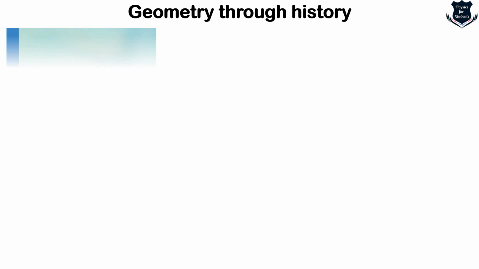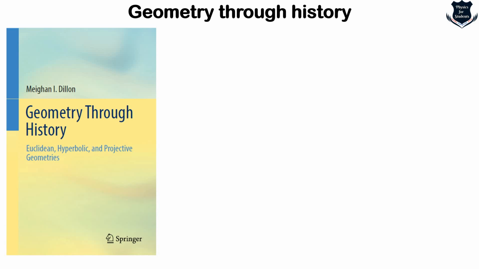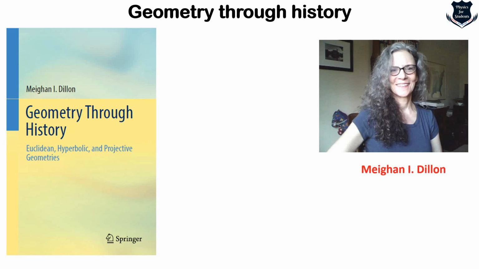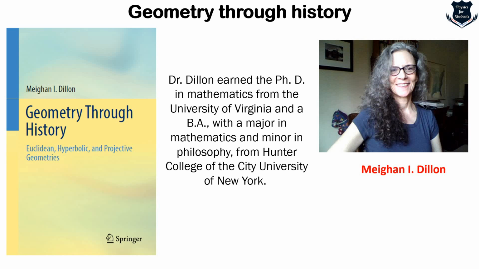The next book is by Megan I. Dillon, and it is called Geometry Through History, and this is what the qualification tells about. She got her PhD in mathematics from the University of Virginia, and so on. So this is also a good book by Springer, which talks about the development of geometry through history. If you want, you can go ahead with that.